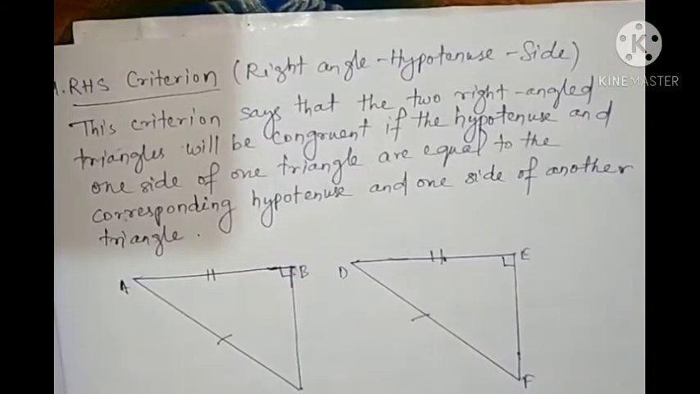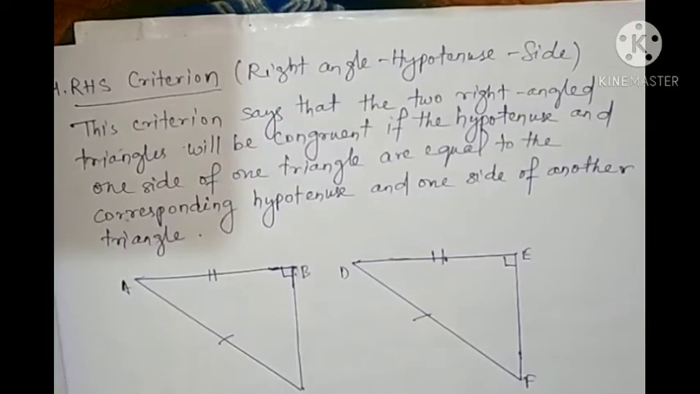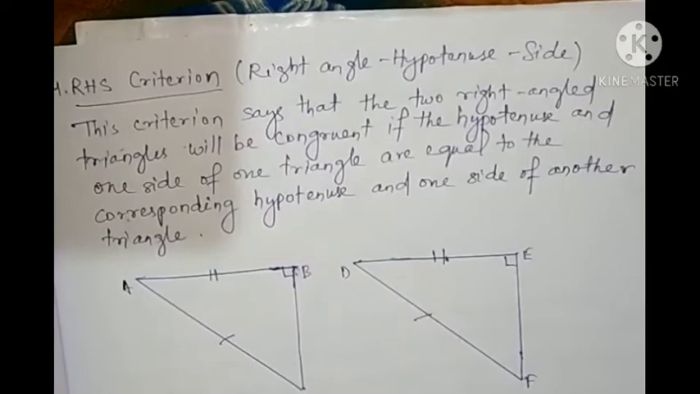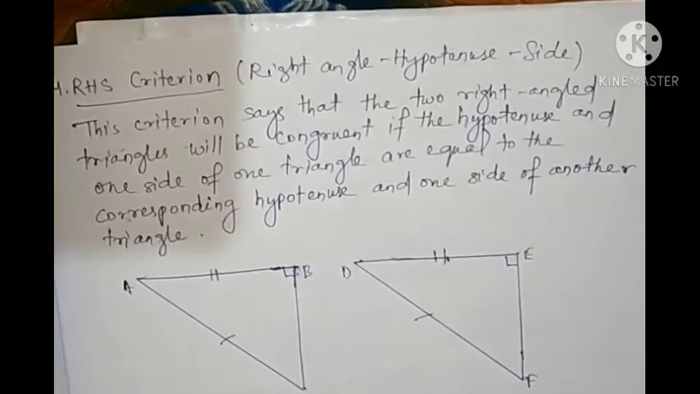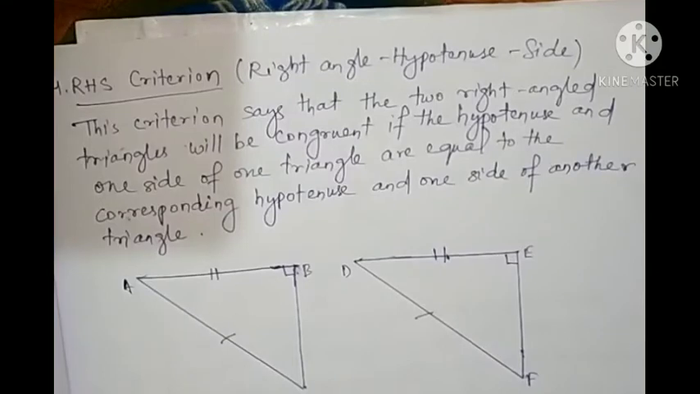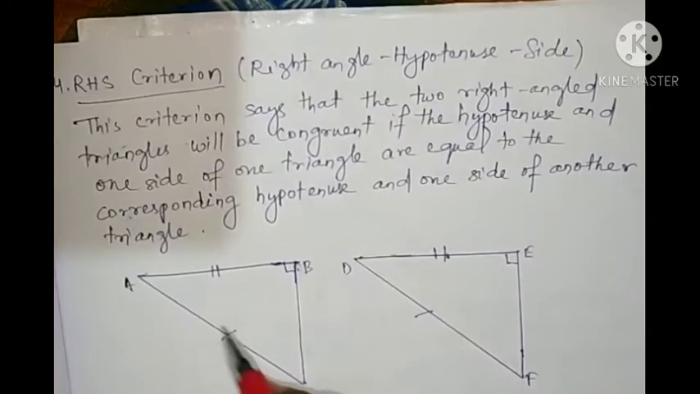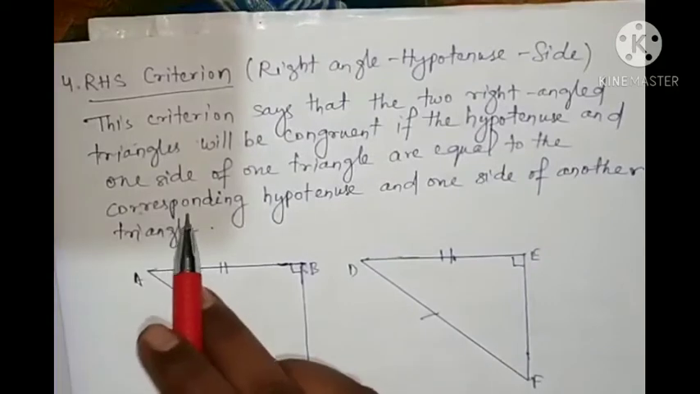Number 4 criterion is the RHS criterion, meaning right angle, hypotenuse and side. Last class we studied the Pythagoras theorem, where we studied about the hypotenuse. So what is that? What is the hypotenuse? It is the side opposite the right angle of a right angled triangle. So in a right angled triangle, the side opposite to the right angle is the hypotenuse.